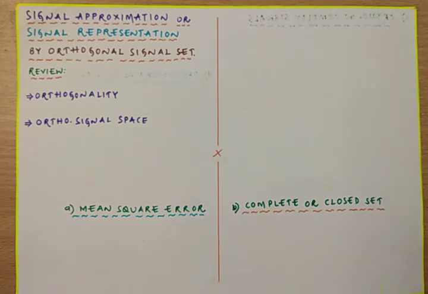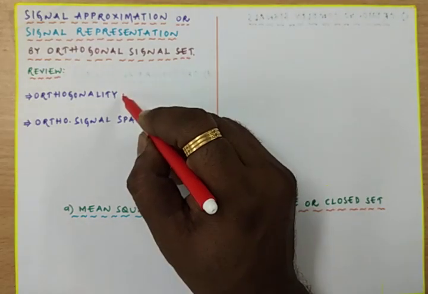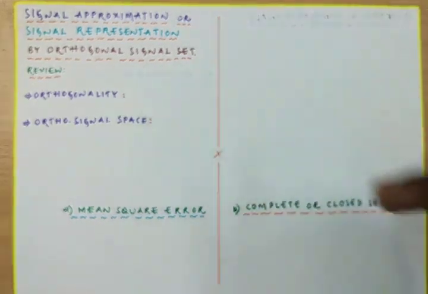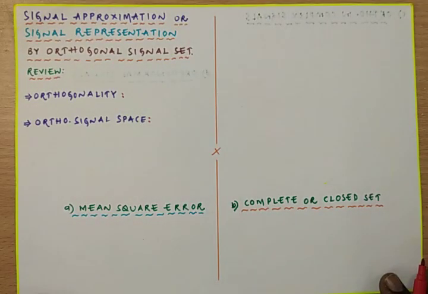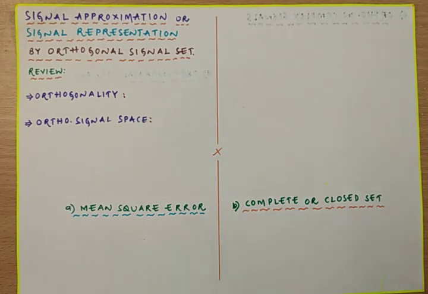In the review, we are going to discuss two topics. One is orthogonality in signals. Next one is orthogonal signal space. By reviewing these two topics, I am going to cover the four topics, and from those four we can expect one question in the university exam. In the previous class we discussed orthogonality in signals and also orthogonal signal space. So I am going to review these two topics.